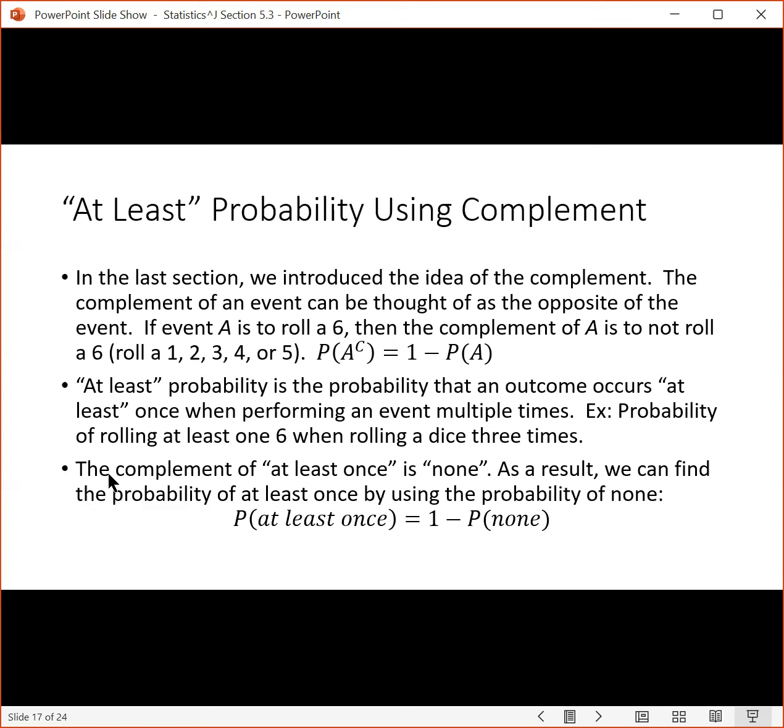So here's the issue though. The complement of at least once is none. Those are opposites if you think about them, right? So if you don't have at least one, then you have none. As a result, we can go through and find the probability of at least once by using the probability of none, by using our complement definition here, right? So if these two are complements, then the probability of one complement equals 1 minus the probability of the other, right? If these are opposites, we can go through and just put at least once here and put none here, and we get a formula, okay?